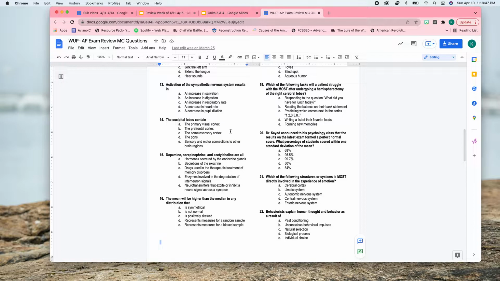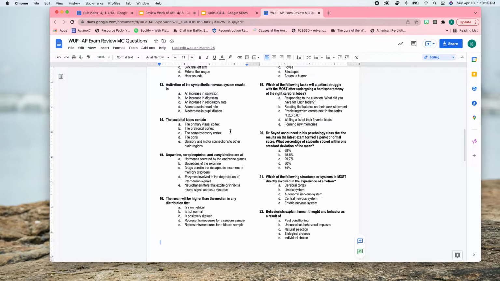Number 16, the mean will be higher than the median in any distribution that is. Okay, so first off, mean, average. So the average is going to be higher than the median. What's the median? It's the middle one, right? The middle in the order. So the mean will be higher than the median in any distribution that is, and the correct answer for this would be C, positively skewed.